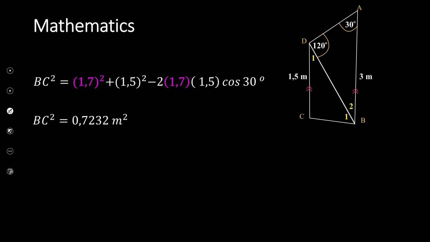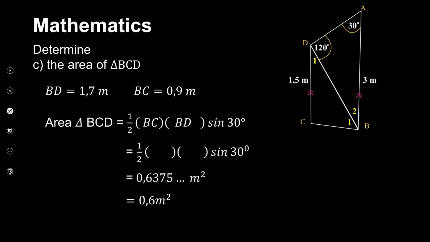That's still not our answer because we want the value for BC. Although our calculator will give us this answer, this is obviously not the correct answer yet. We're going to take the square root of that, and then we end up with BC equal to 0,9 meters. So we've answered the question, because the question said find the length of BC, and we've used the cos rule to find the length of that one.